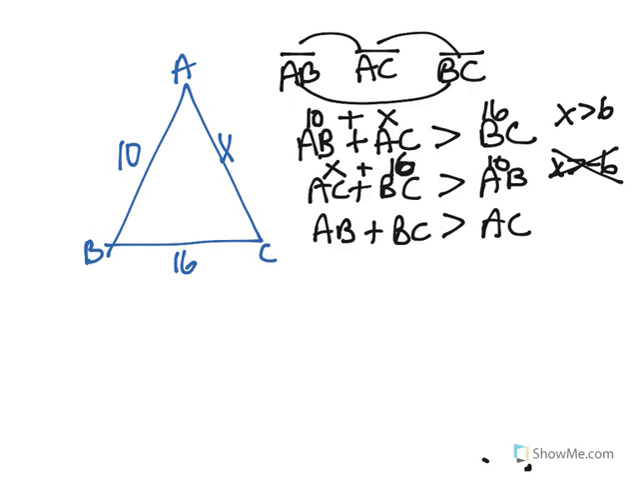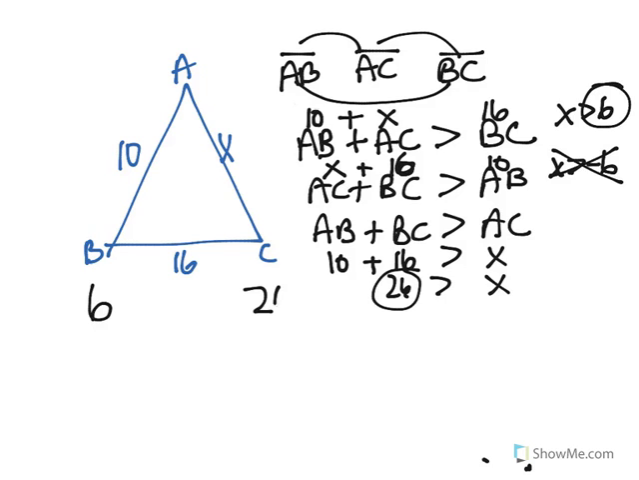And then AB, 10 plus 16, needs to be greater than AC, so we'll call that X. So 26 needs to be greater than X. So this is the high end, this is the low end, and you can just write it as an inequality. Put your 6 there, put your X in the middle, and use your less than signs. Okay, 6 needs to be less than X, which needs to be less than 26.